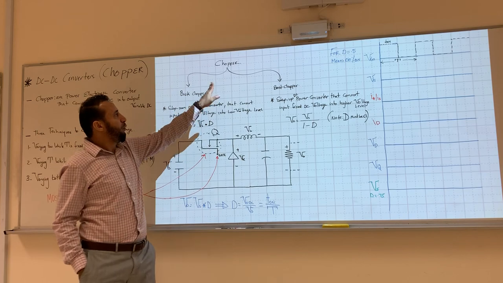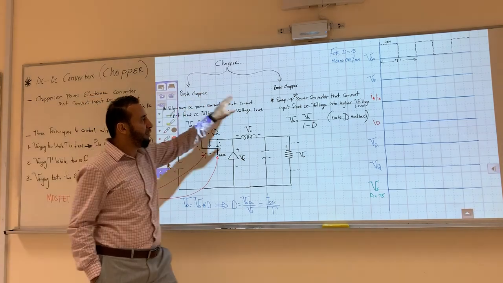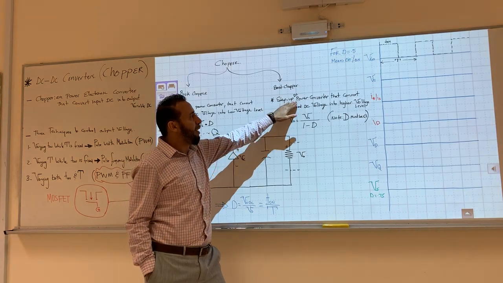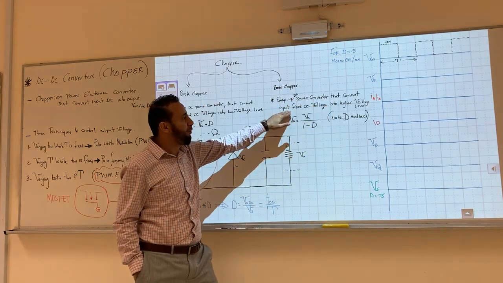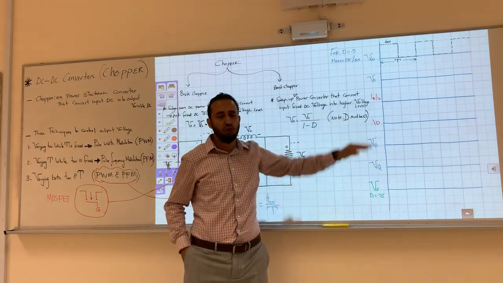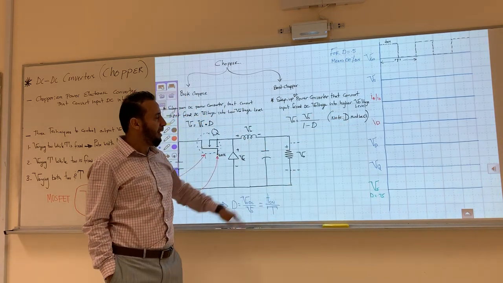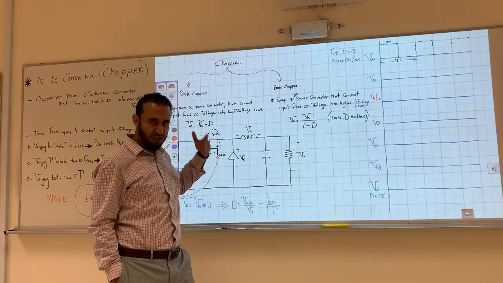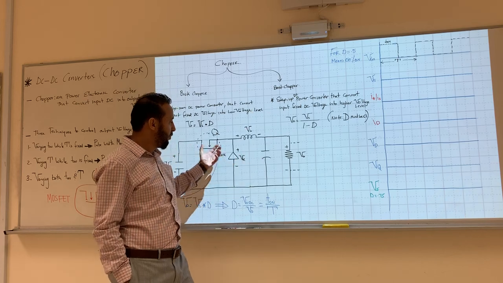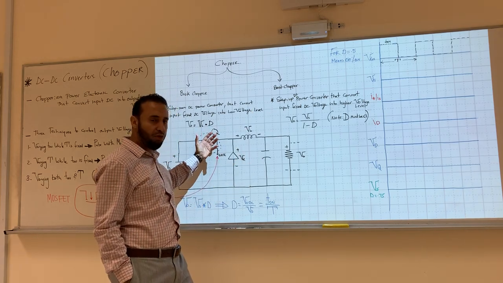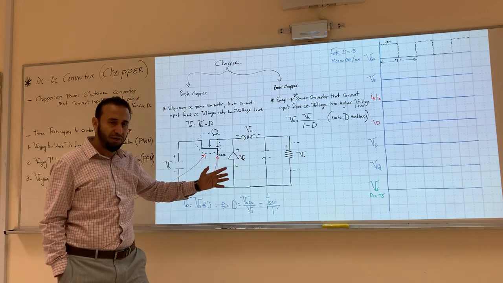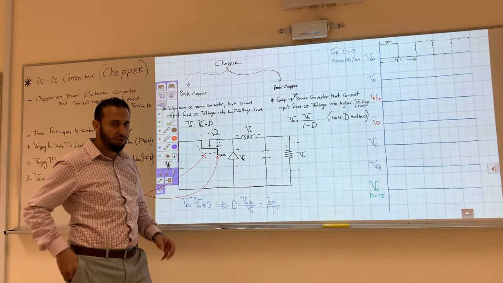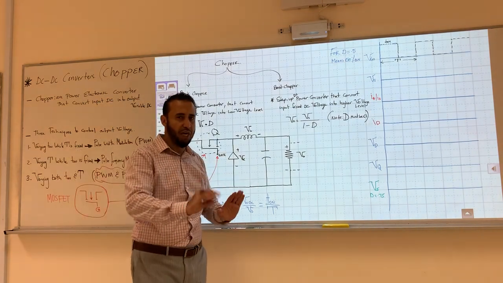Okay, chopper, we have two types. Buck chopper and boost. As we said, the boost is a step up DC power converter that converts input fixed DC voltage into a higher voltage level. The circuit for this is not this. There's another circuit for this one right here. We will change the location of the MOSFET, the inductor, and the power diode. The location will change. We're not going to look at it now.